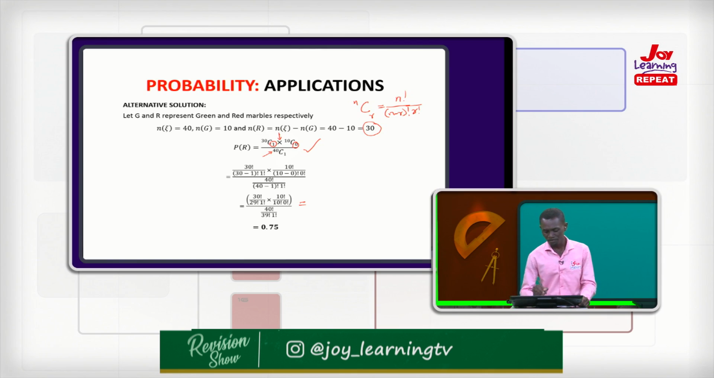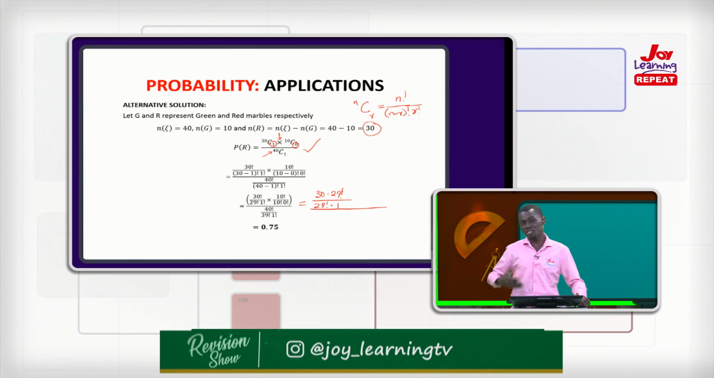Look at this step. I'll deal with the numerator first. I will have 30 multiplied by 29, the dot there means multiplication, factorial, divided by 29 factorial, multiplied by 1, because 1 factorial is 1. By the way, why did I simply write 30.29? It's because I noticed in the denominator, the first denominator, I have 29. So I don't need to write 29 and 28 and 27 because they will all cancel out. So I can leave it this way.